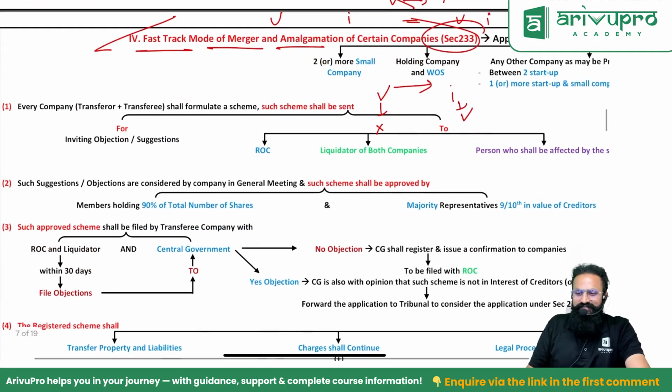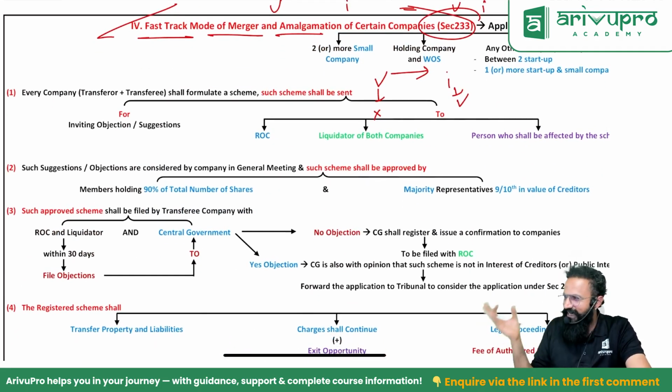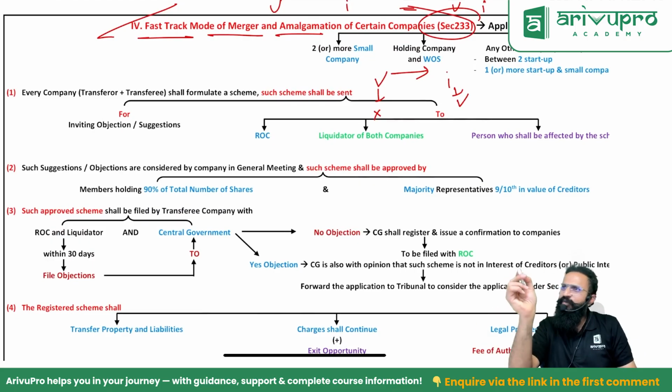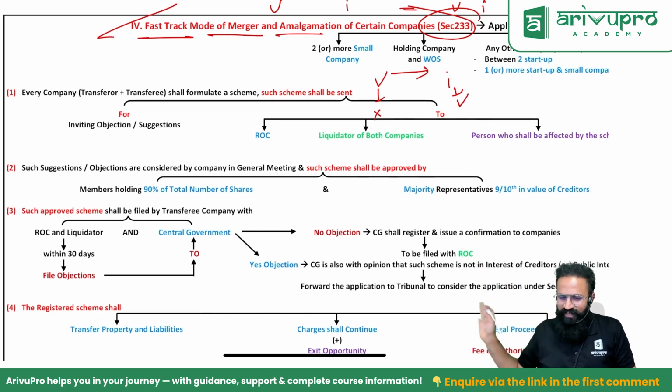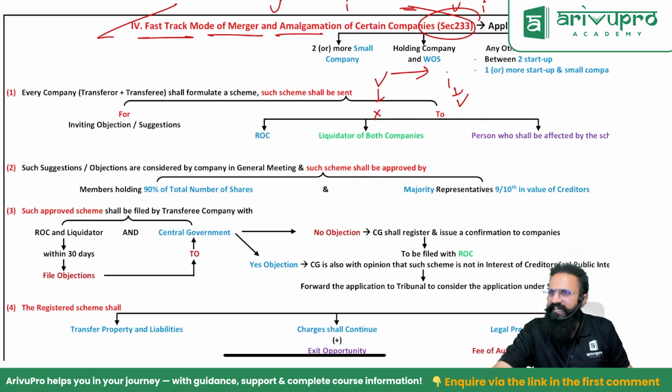Now, trust me, if we have to write this and see this, it will take at least 2 classes. First of all, see here: section 233 is the same merger and amalgamation only, but for impatient people. That is called the fast track merger.